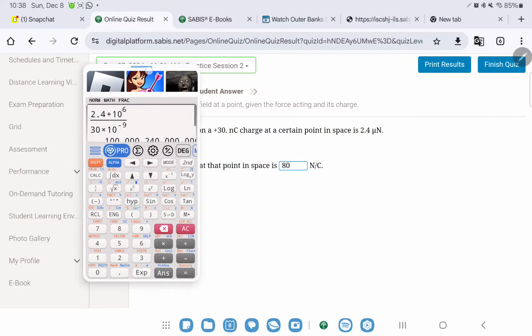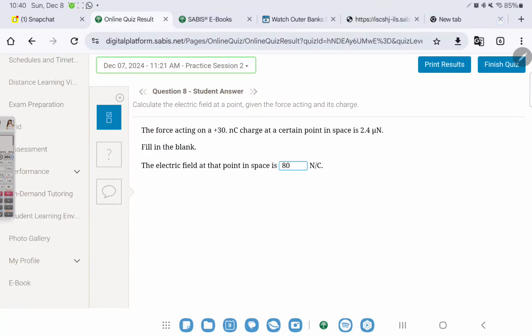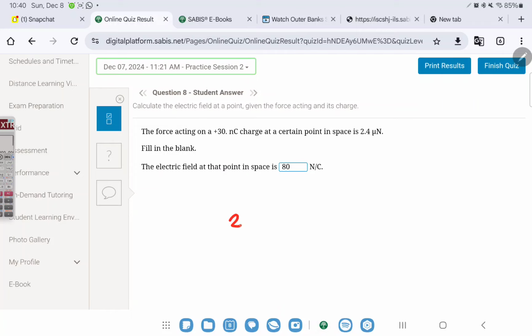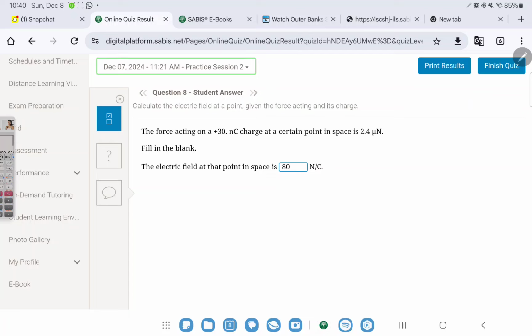Wait, what? Let me see, there's something wrong because I solved it yesterday. It was right. Yeah, the calculator was wrong. Anyways, 2.4 times 10 power -6 over 30 times 10 power negative 9. You can solve it on your calculator. You should get 80. I solved it right now on a different calculator. I got 80. I don't know what's wrong with this one. Maybe it's in radians. Anyways, that's how you solve for this one. Now moving on.